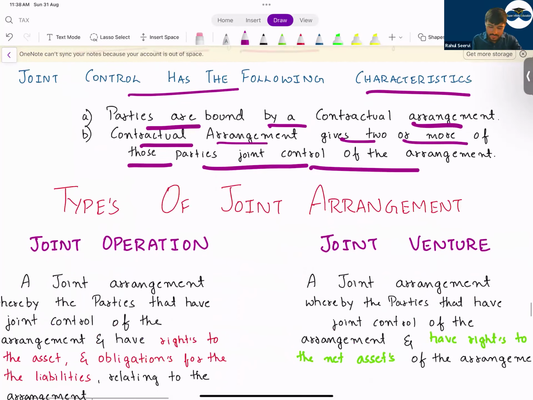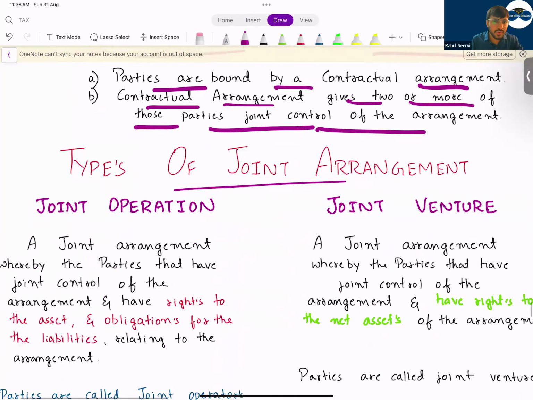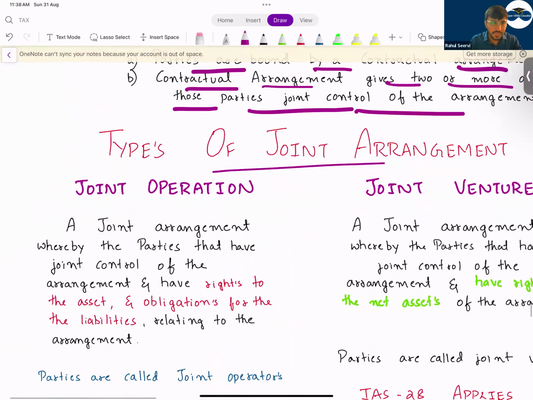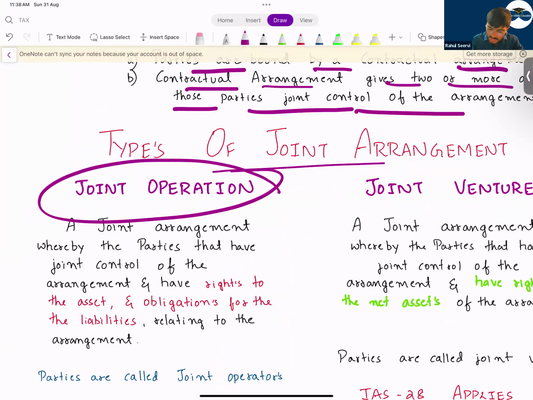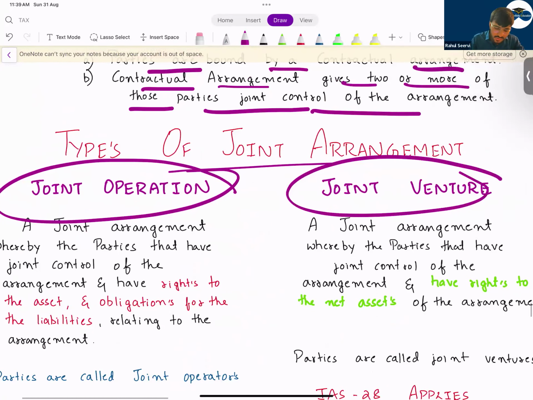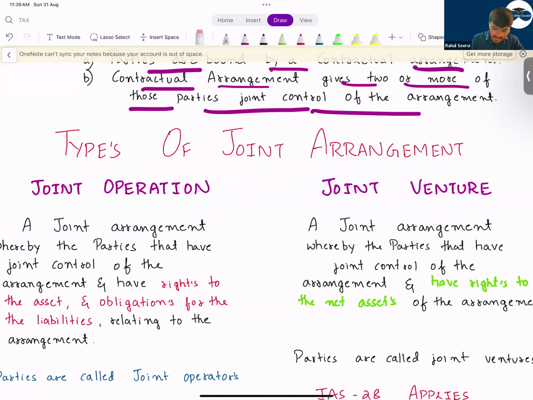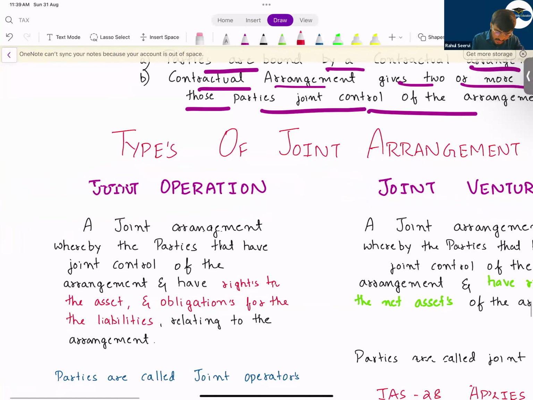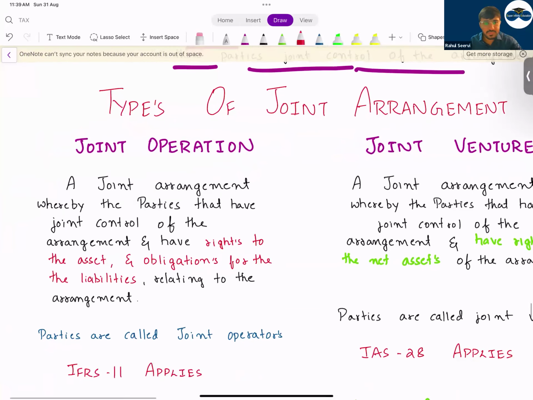Then, types of joint arrangement. There are two types of joint arrangement. The question will be from this only: joint operation and joint venture. So now understand what joint operation and joint venture mean. Question comes, you have to write down this, the one which I've written in red here.